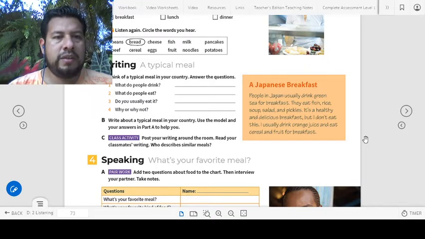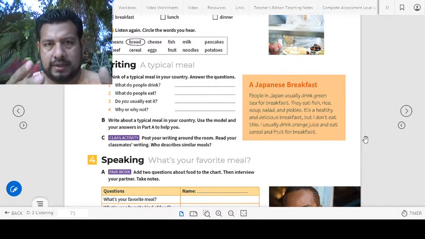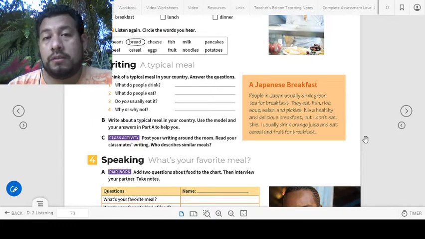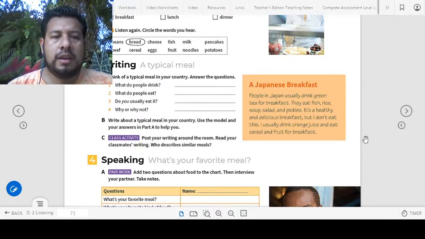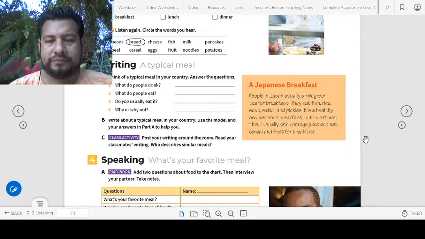And think about these questions. What do people drink? ¿Qué es lo que usualmente se toma en esa sección que ustedes hayan elegido? ¿Qué es lo que usualmente se come? Ustedes lo hacen, lo comen o lo toman, y por qué o por qué no, ¿saben?